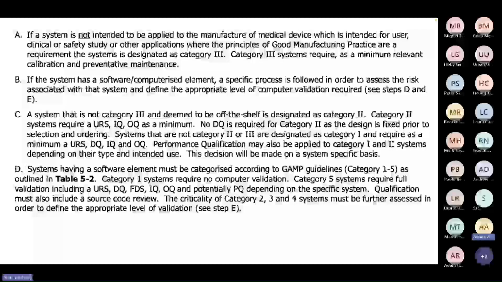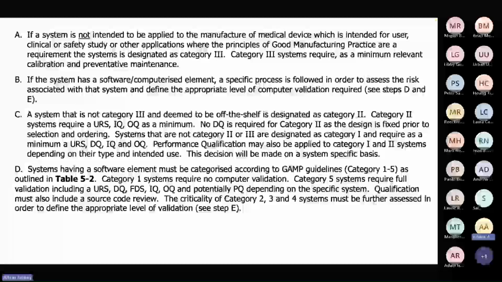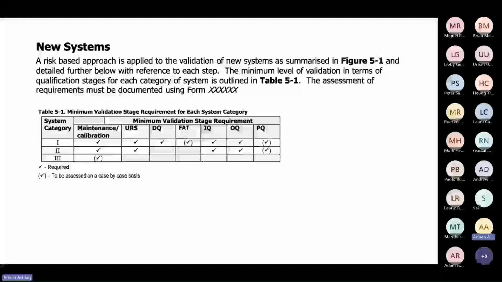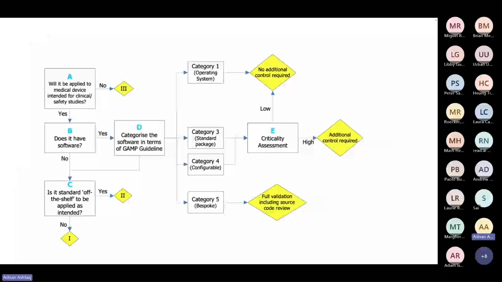So this also links back to the flow chart. So we've got categories A, B, C, D, and E. So I'm just going to flip back to this. So here we've got A, B, C, D, and E. So when we get to E, that's where we've already categorized the GAMP categories, whether it's a 1, 3, 4, or 5. And then we would go through a critical assessment.